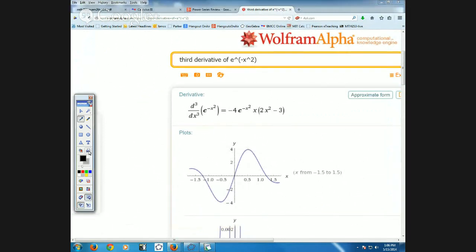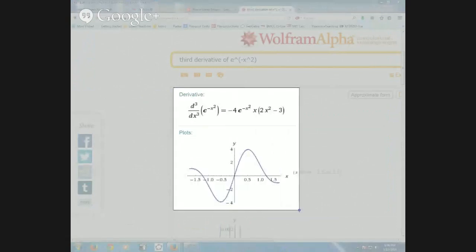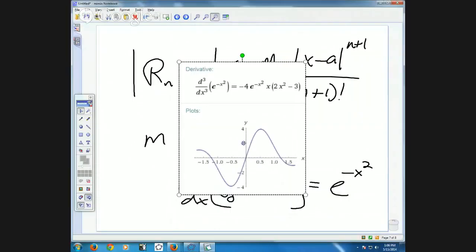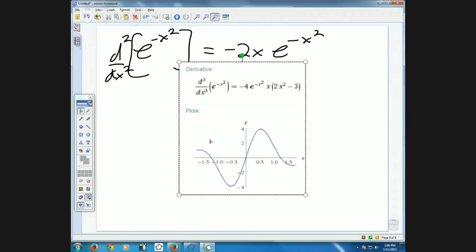So I'm going to steal this into my notebook. M equals quattro, I guess. I don't know.